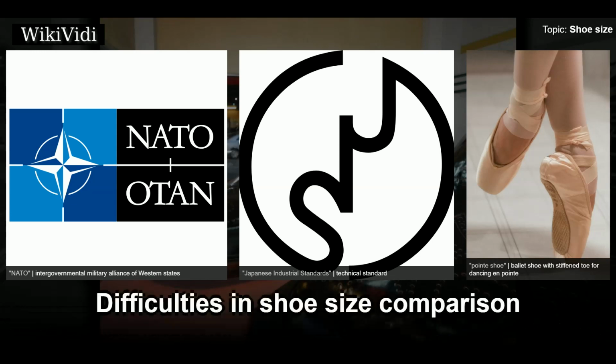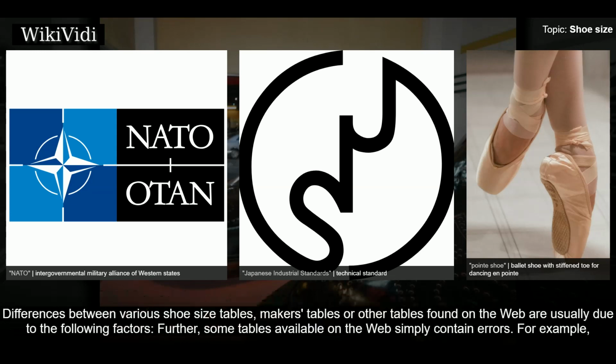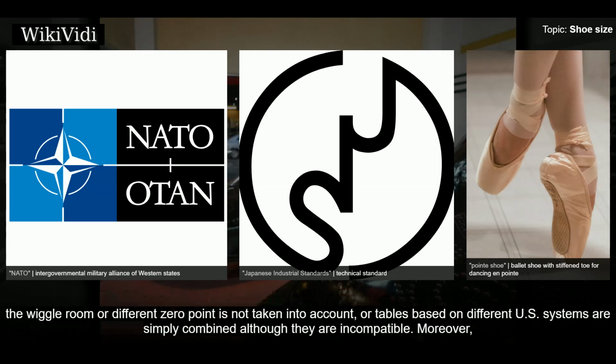Difficulties in shoe size comparison. Differences between various shoe size tables, makers' tables or other tables found on the web are usually due to the following factors. Further, some tables available on the web simply contain errors. For example, the wiggle room or different 0 point is not taken into account, or tables based on different US systems are simply combined although they are incompatible.